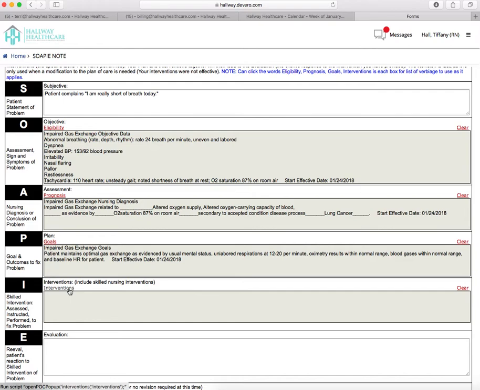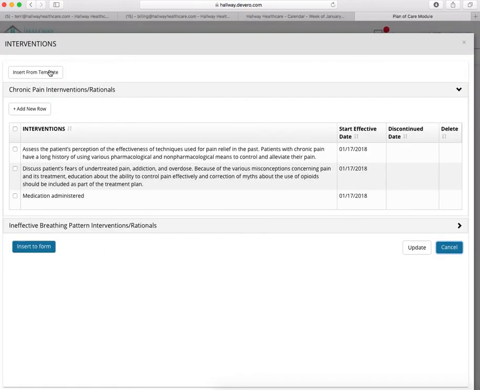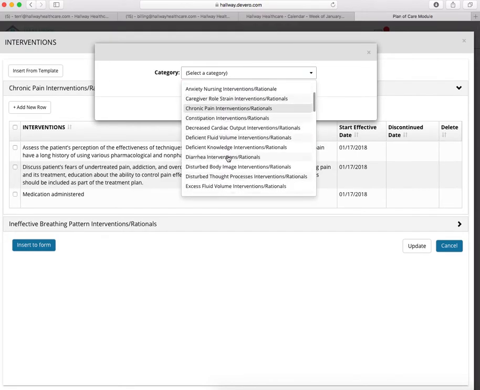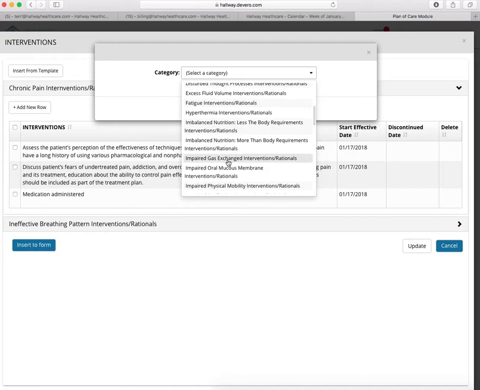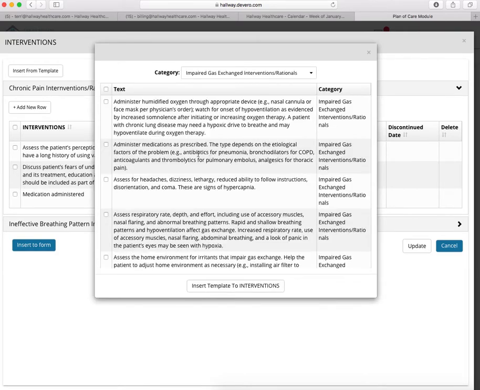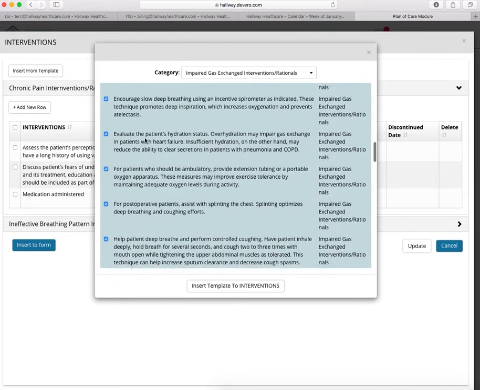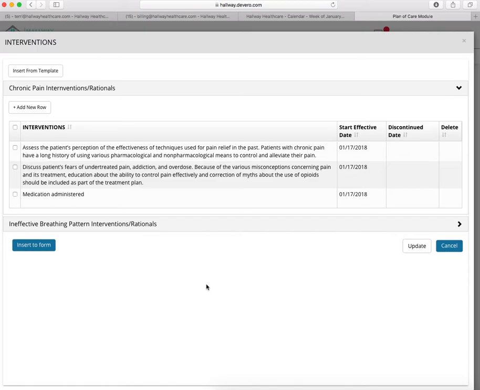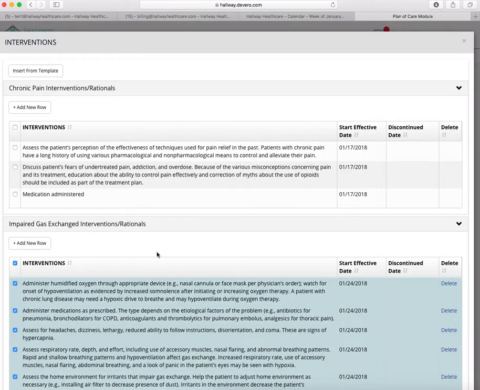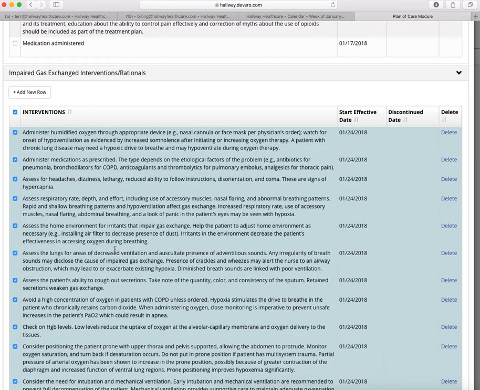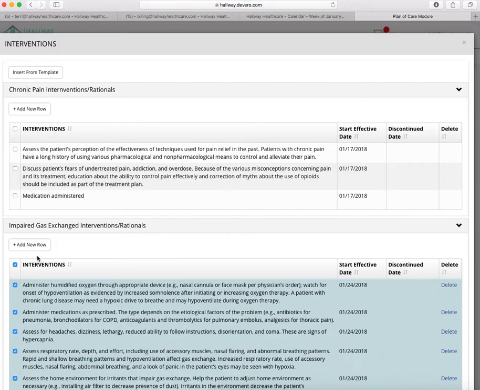And now I'm clicking interventions to select my interventions. So I go to insert from template, select the category, go scroll down till I get impaired gas exchange. And here I will select all of them. As you can see, I selected text, which does select all of these interventions. And I say insert to template. So that way when I come back to this, I can choose which one I want to actually go to my Soapie note. So I don't have to go back into this.